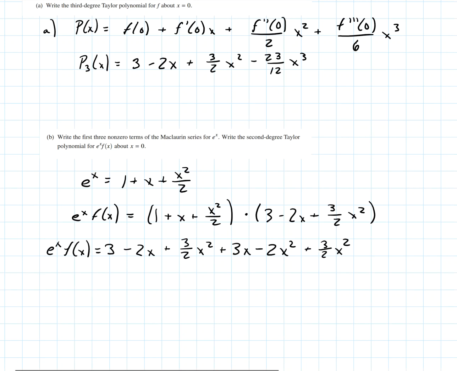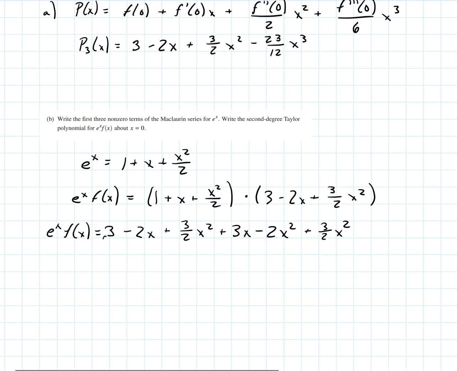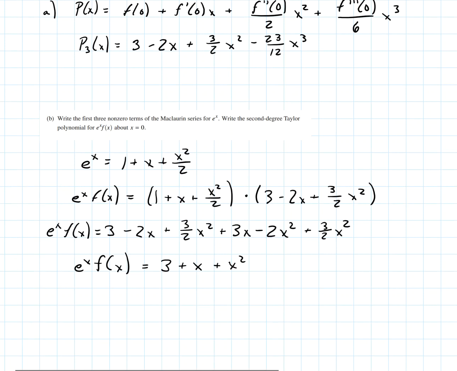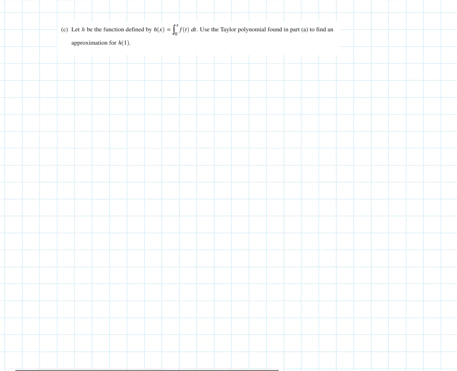Now, doing some simple distribution algebra, we can combine these terms that we have here, and we get that e to the x times f of x is equal to 3 plus x squared. And that is only to the second degree Taylor polynomial. Now we're going to define some function h such that h of x is equal to the integral from 0 to x of f of t dt.